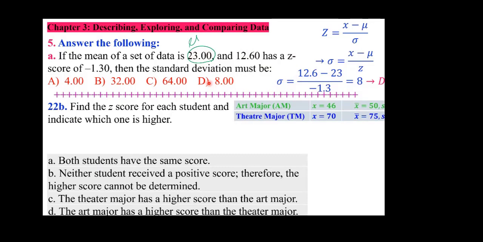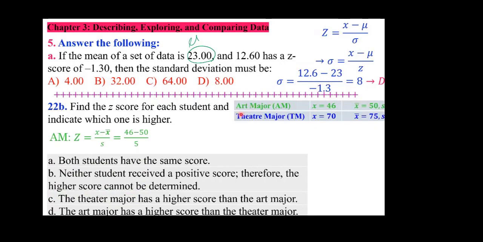We want to find the z-score for each student and indicate which one is higher. So one student in the art major received those, and in theater major received those values. And these are the answers A, B, C, D. In order to compare and find out, we have to calculate the z-score for each case. Remember, z is x minus mu over sigma, or x minus x bar over s if it's a sample. Either way is fine.